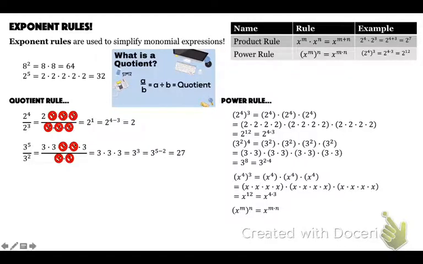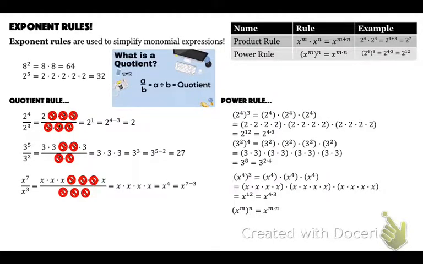Okay. This works with x's. So if you had x to the 7th over x cubed, you have 7 x's on top, 3 on bottom. 3 of them are gone or they cancel. So I'm only left with 4, which would be x to the 4th, which we could have gotten just by doing 7 minus 3.